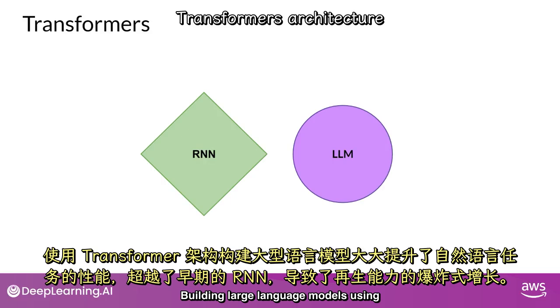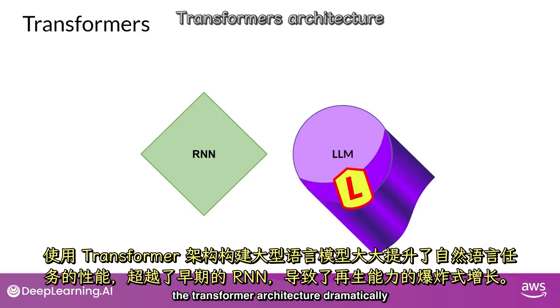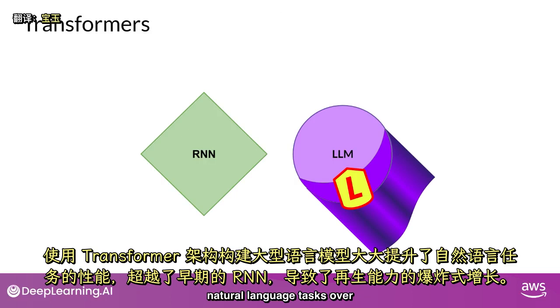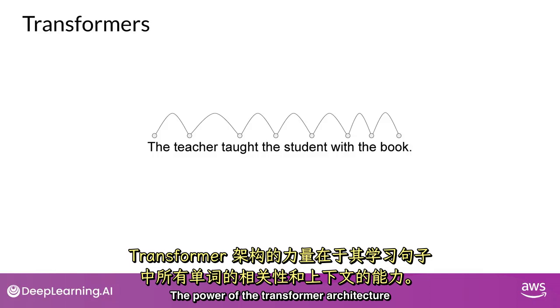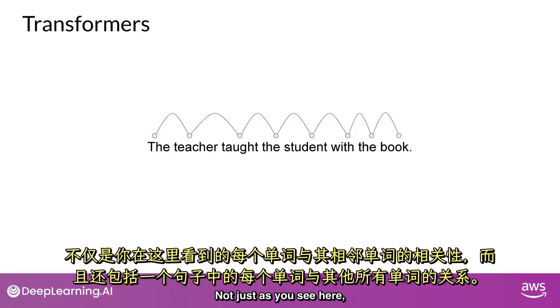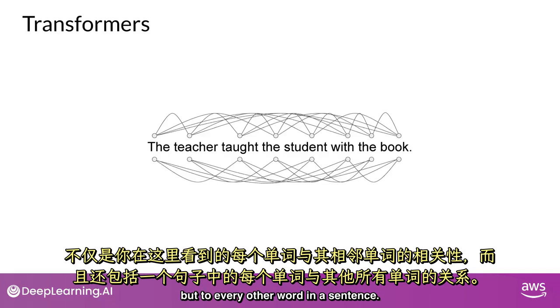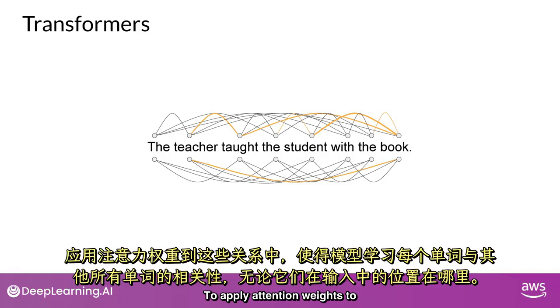Building large language models using the Transformer architecture dramatically improved the performance of natural language tasks over the earlier generation of RNNs and led to an explosion in generative capability. The power of the Transformer architecture lies in its ability to learn the relevance and context of all of the words in a sentence, not just, as you see here, to each word next to its neighbour, but to every other word in the sentence, and to apply attention weights to those relationships so that the model learns the relevance of each word to each other word, no matter where they are in the input.